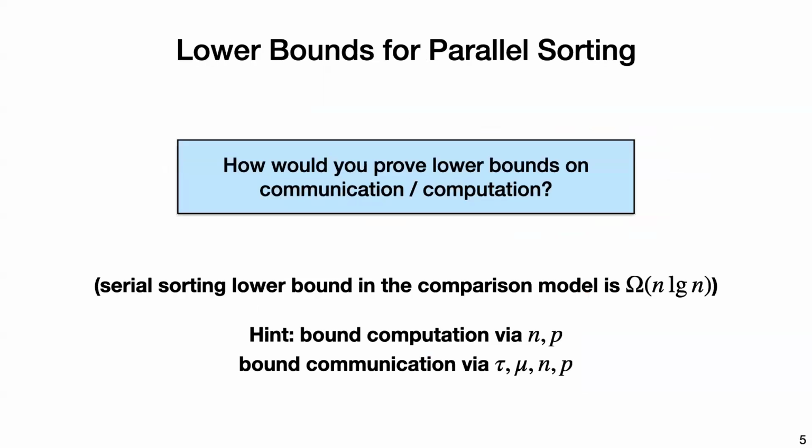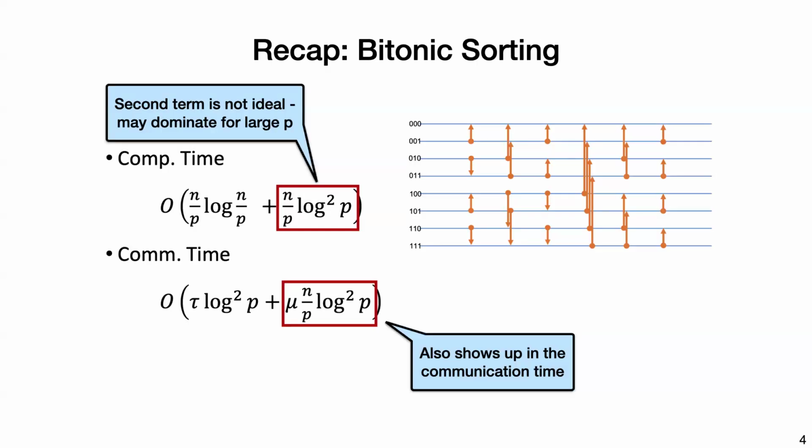So can we hope to do better? Ideally, we would like to do better because we have lower bounds for sorting in the comparison model, and for sequential algorithms, that's n log n. And here we have something like, if p is equal to n, a factor of log squared. So ideally, we would like to bring it down.